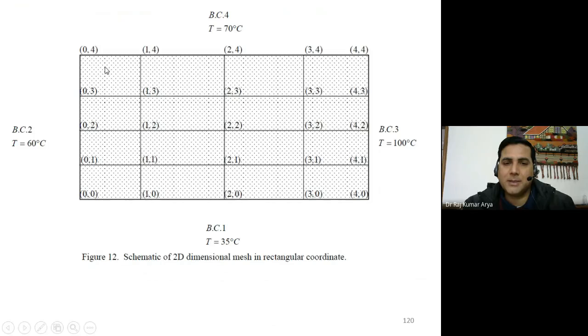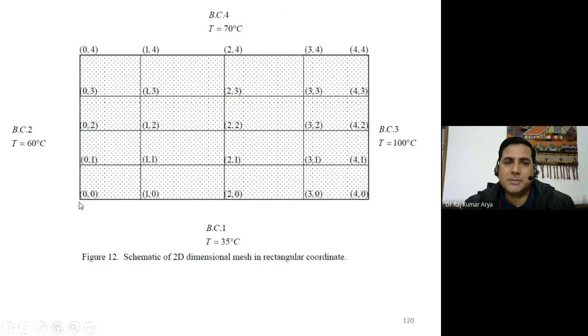The first one is just a metal block where its boundaries are maintained. The left boundary is at 60 degrees Celsius, the right boundary is 100 degrees Celsius, the top boundary is 70 degrees Celsius, and the bottom boundary is 35 degrees Celsius. So you know all the boundary temperatures.